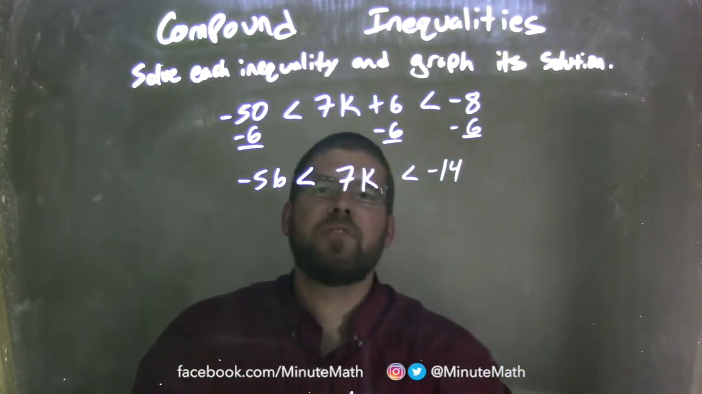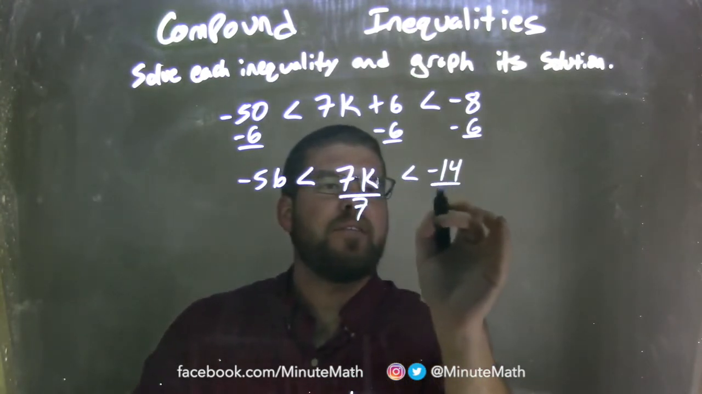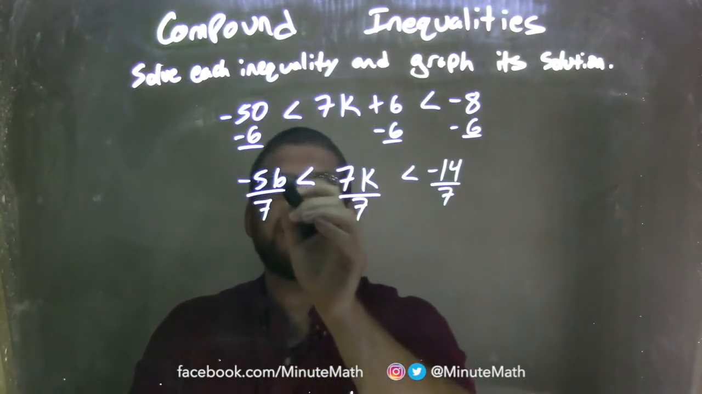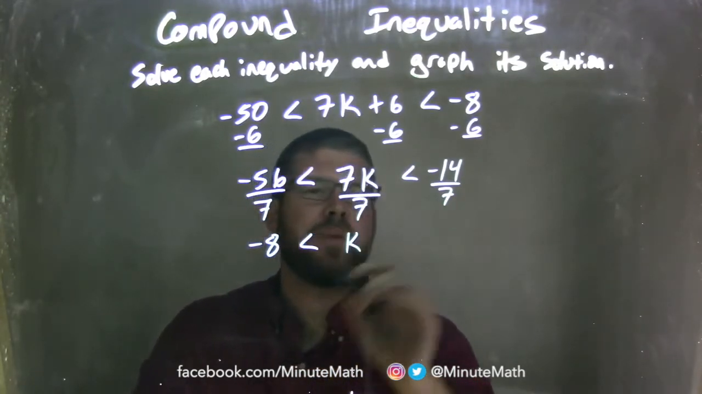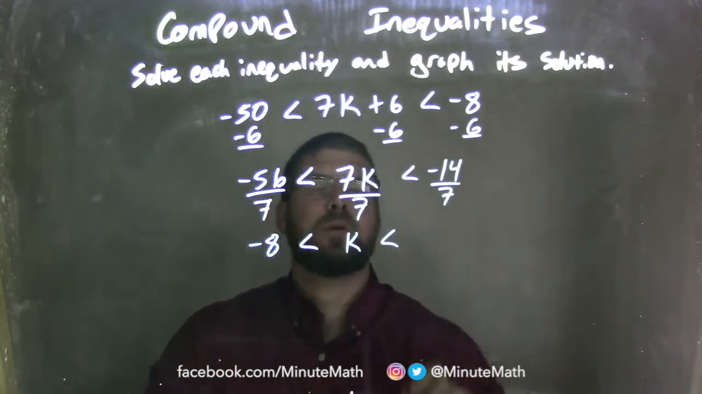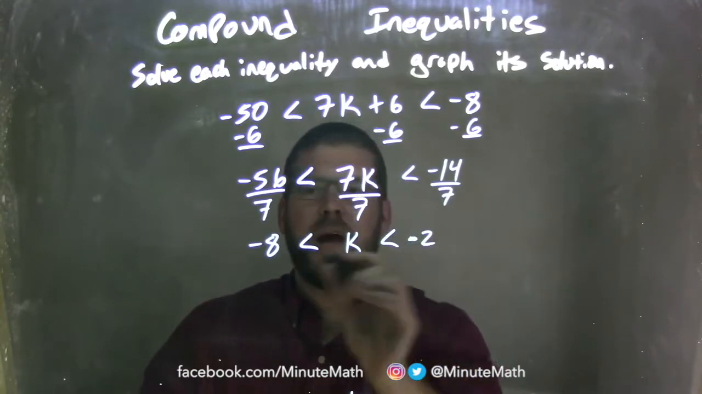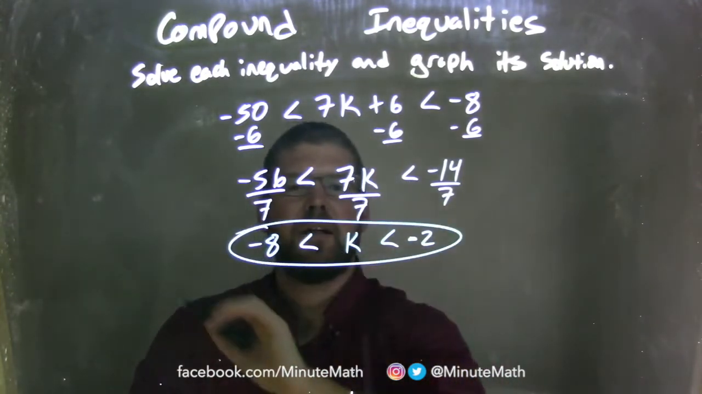Okay? And so now what I need to do is divide by 7. I'm going to divide by 7 to all parts as well. Okay? -56 divided by 7 is -8. That's less than k, which is by itself here, which is less than -14 divided by 7, which is -2. Okay? So now we have -8 is less than k, which is less than -2. Fantastic. That's our final answer.